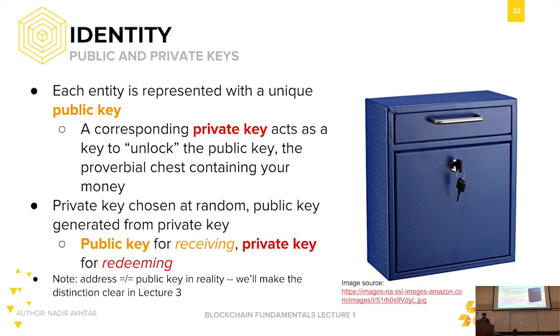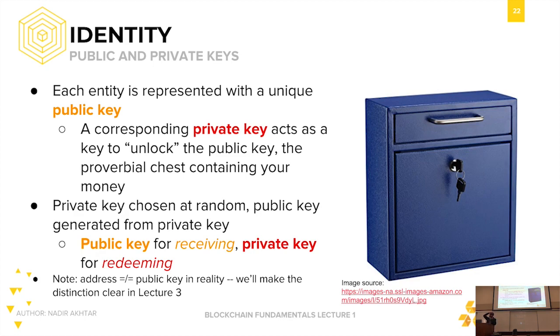So, to clarify, each entity is a unique public key, and a corresponding private key acts as the key to unlock that public key. The private key is actually chosen at random. Keep in mind, in the bank system, the bank will create an identity on our behalf after we prove that we've been verified to be some person by an external entity. Right? The government says this passport is legit, it says this ID is legit, therefore, you can go to the bank, take that ID with you, and say that you are this person. And the bank will use that government-approved identity to make one for you on your behalf in the bank system.